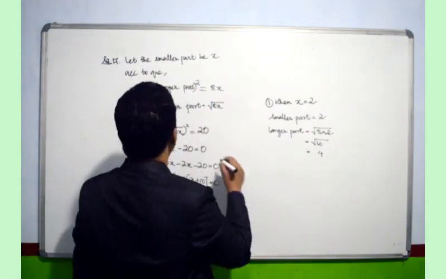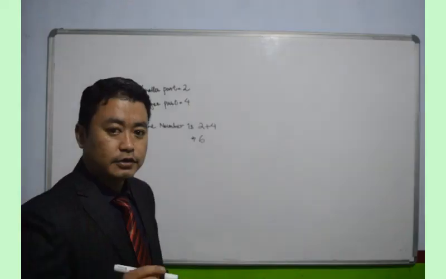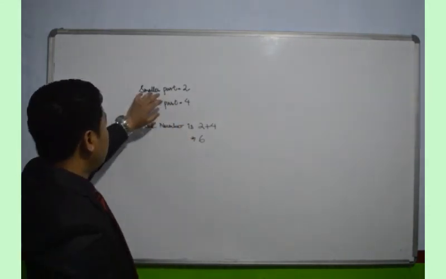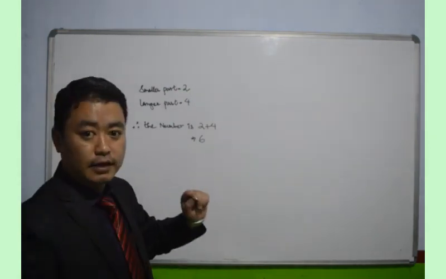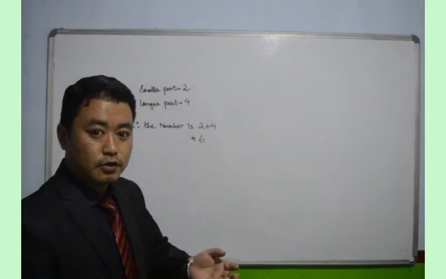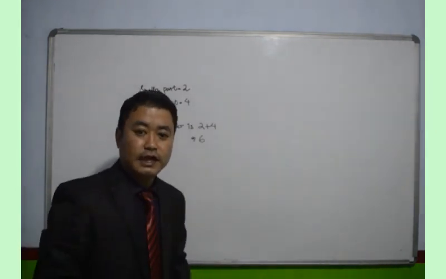So we have the smaller number as 2 and the larger number as 4. And we have been told to figure out the number, isn't it? So therefore we need to add up the smaller and the larger part. So 2 plus 4, that is 6, okay? So that is your number.